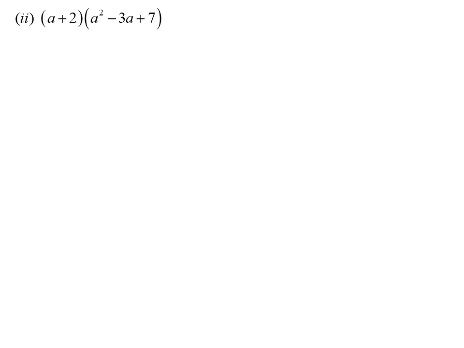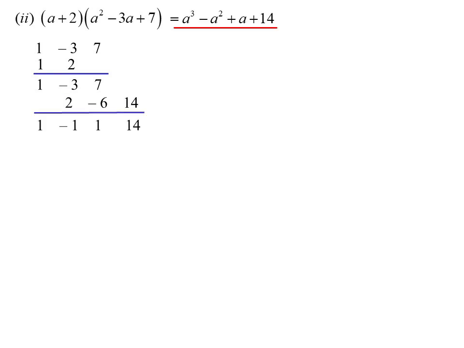Things like that. a plus 2 times a squared minus 3a plus 7. So I would go 1, minus 3, 7. I usually find that, I know a plus 2 is the first one, it's usually the bigger one I'll write first. So 1, minus 3, 7. The next one's 1, 2. Remember, write that. Okay. Everything's going to be multiplied by 1. Everything's going to be multiplied by 2. Add down. There's my answer. Bang. Done. Very quick.